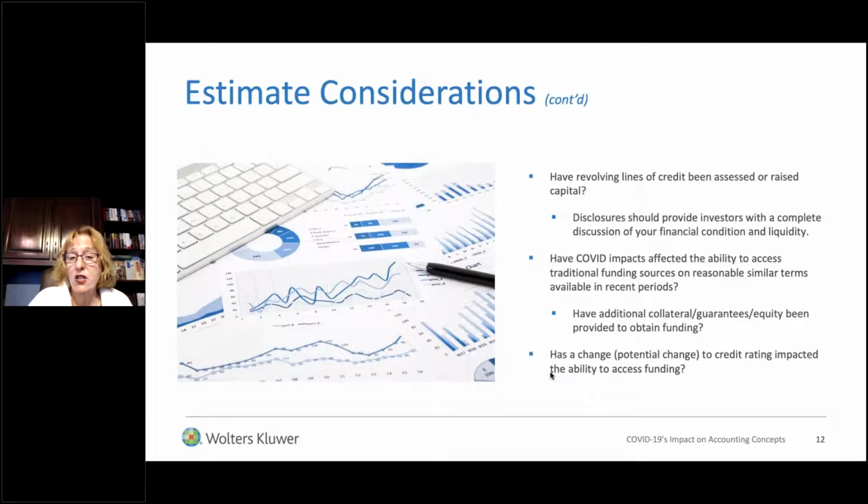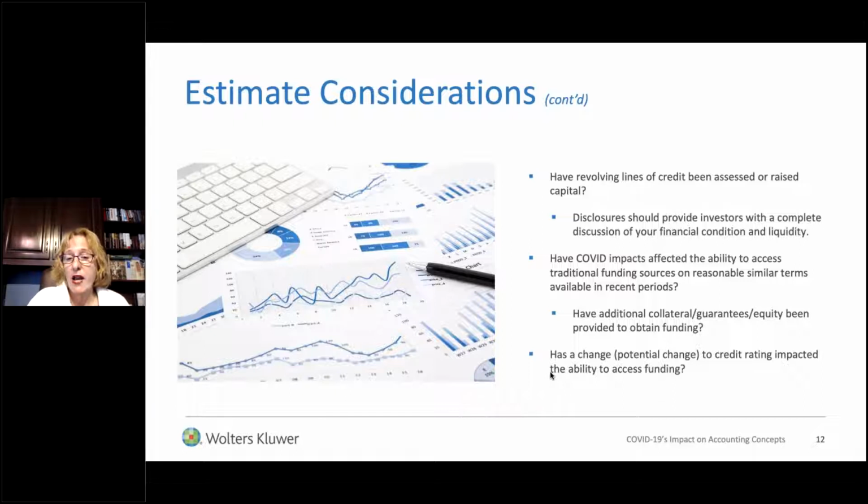Also, have additional collateral or guarantees or equity been provided to obtain funding? Those are things that you're going to want to disclose within your financial statements. If you're a smaller company and had to have guarantees by some of your major shareholders because you had to access funding, those are things you want to disclose. If you've had to put certain things up for collateral, maybe it's your accounts receivable, maybe it's your assets, those are things you're going to want to consider and disclose.